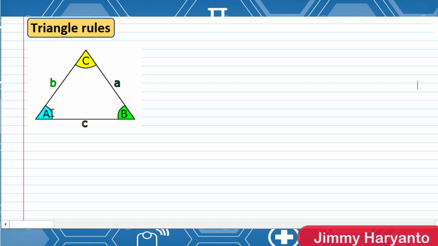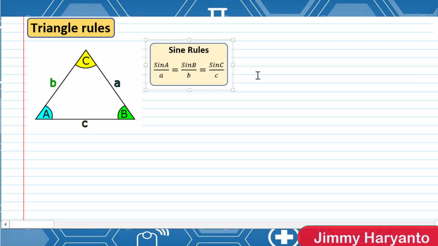If I have this angle A right here, the opposite side I will call small a, and if I have these B angles, I will have b on these sides, and then if I have these C angles, I have these c sides. Okay, the first rule is the sine rule. The sine rule says sine A over a equals sine B over b equals sine C over c. We already proved this in our activity before.